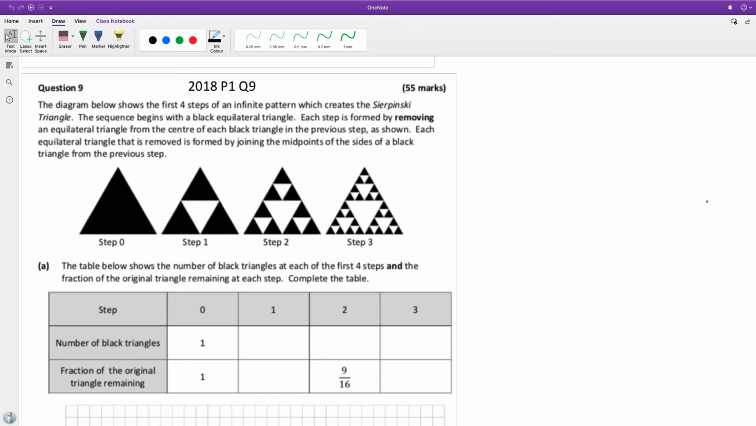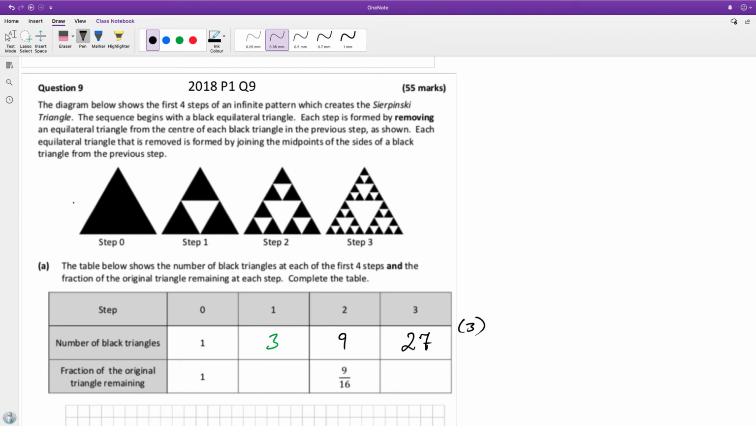Right. Number of black triangles in step 1, 3. Step 2, 9. And step 3, 27. So we can clearly see all we're doing on top is multiplying by 3.